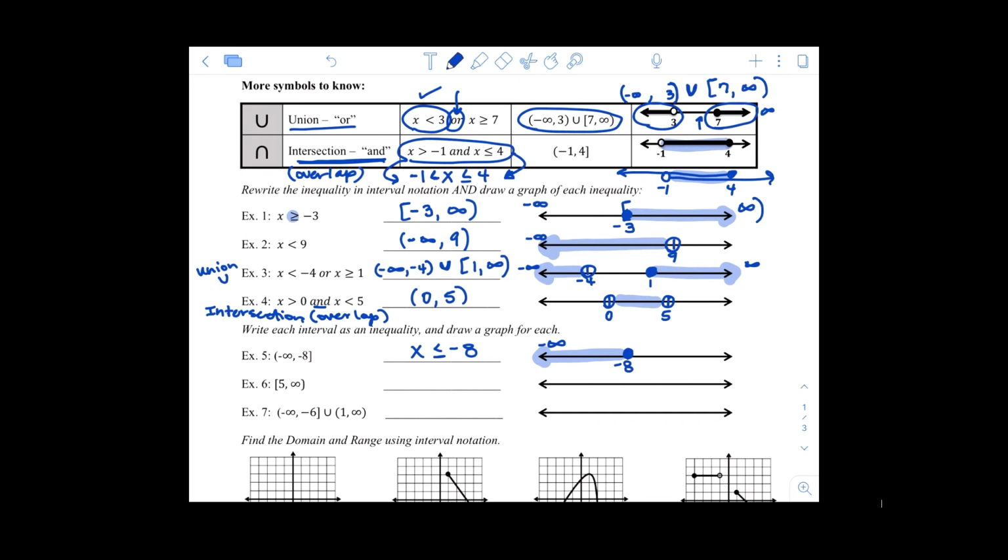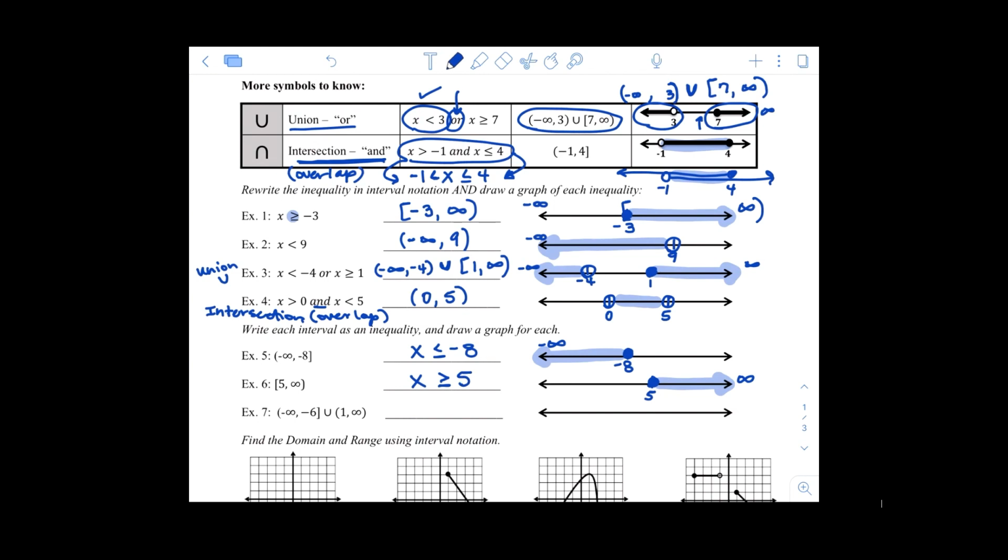Now on to the next one. In this interval, I have bracket 5, comma, infinity. So wherever I choose to put the 5, all the way to the far right would be our positive infinity on a number line. I would have a closed circle on the 5 because of the bracket. And I'm going to shade everything from 5 to infinity. That would be everything to the right. So the inequality would be every X greater than or equal to positive 5.